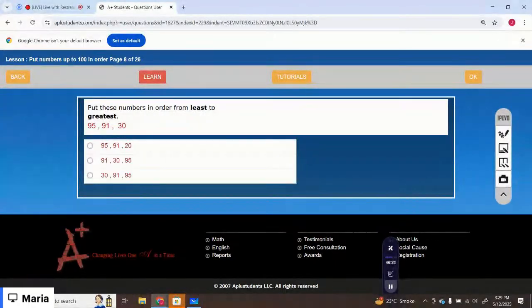Put these numbers in order from least to greatest. From least to greatest, that is 30, 91, and 95. So option number 2 is the correct option.